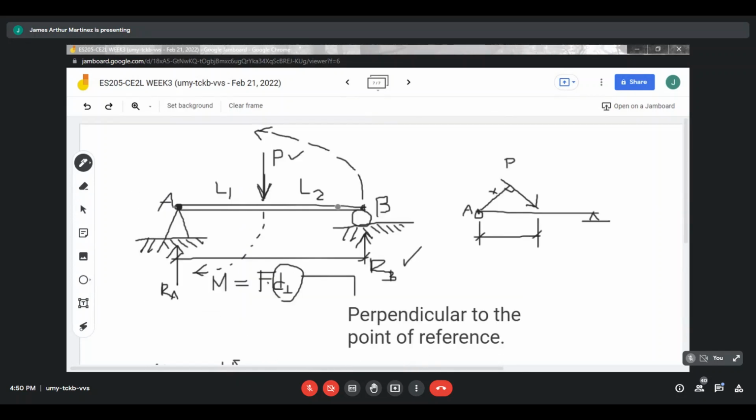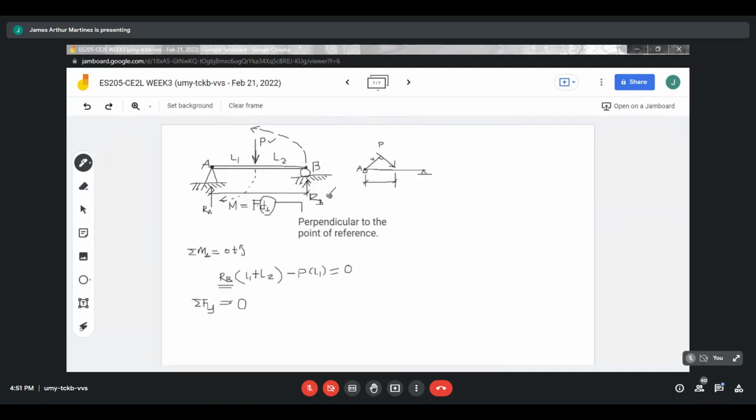So I hope nga nasabdan gyud na siya. So I hope nga it helps no gamay. I hope nakatabang siya gamay kani nga explanation, as to your understanding on moment and forces.